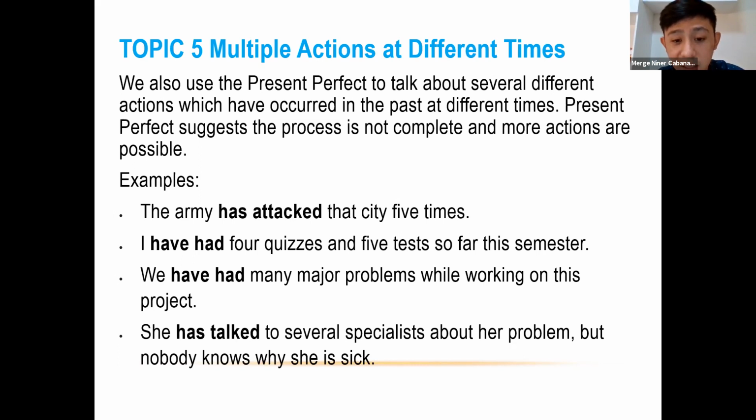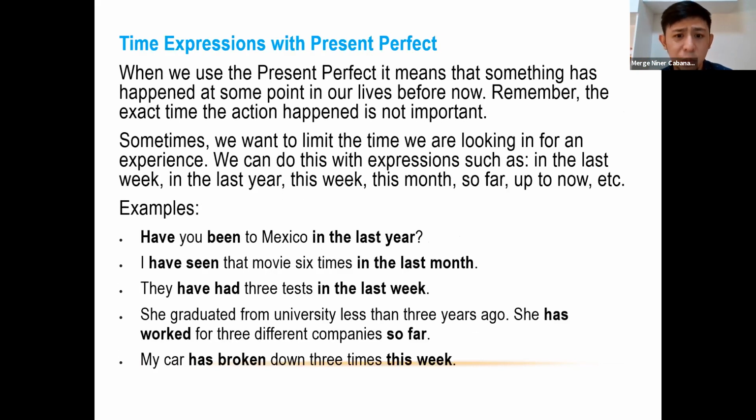I've had 4 quizzes and 5 tests so far this semester, but I didn't mention when those 4 quizzes and 5 tests happened. We have had many major problems while working on this project, but I didn't mention when. She has talked to several specialists about her problem, but nobody knows why she is sick. So time expressions with present perfect.